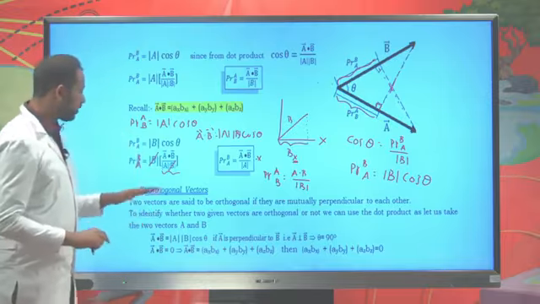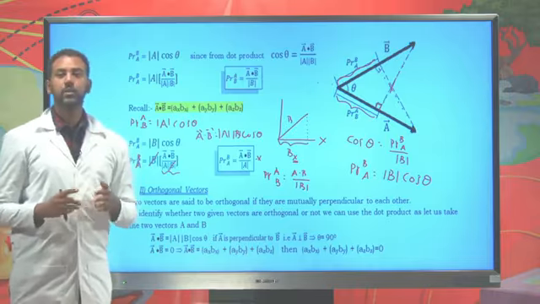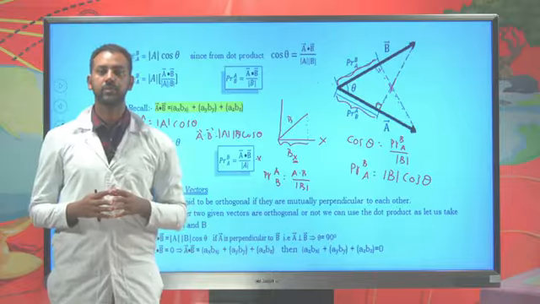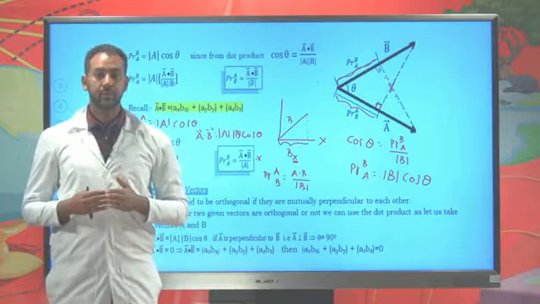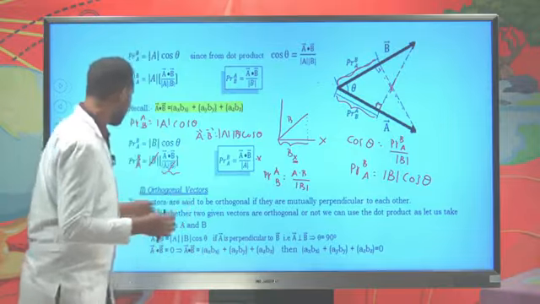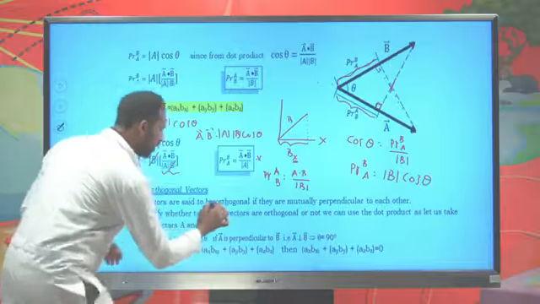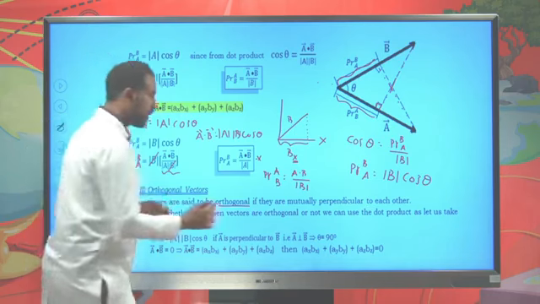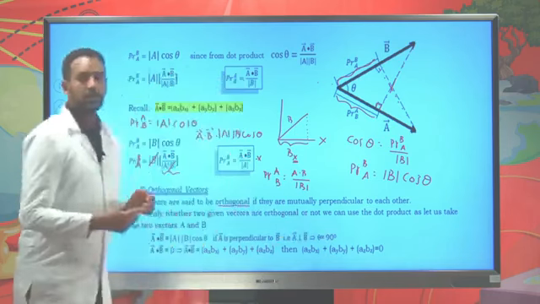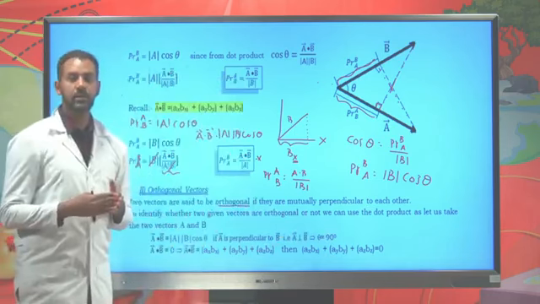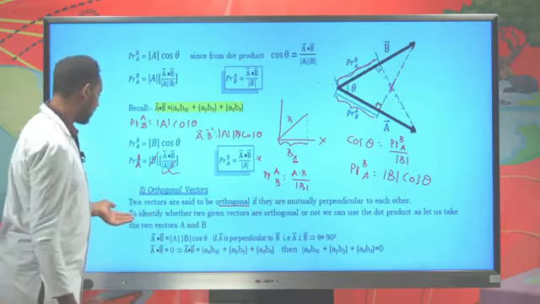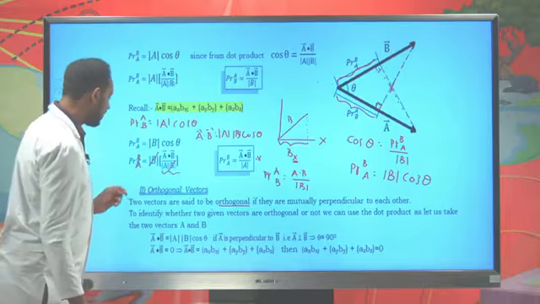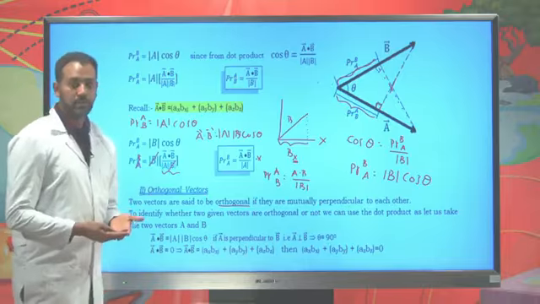The other application, the most important application, is how do we determine the orthogonality of vectors? Orthogonality of two vectors means whether they are perpendicular to one another or not. Two vectors are said to be orthogonal vectors if they are mutually perpendicular to one another. If two vectors are perpendicular to each other, then they are said to be orthogonal. To identify whether two vectors are perpendicular to each other, we have to use the dot product.